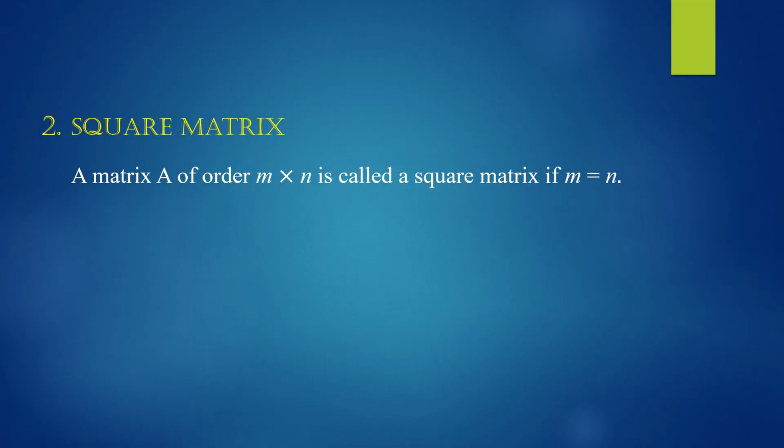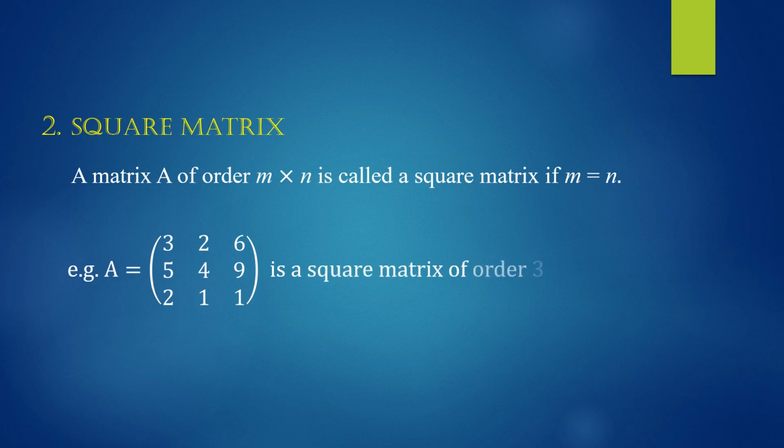So let me take one example here. For example, A is equal to this matrix, which is a square matrix. It is very simple, a square matrix, because it has 3 rows and 3 columns. So m is equal to n, and this is a square matrix of order 3 by 3, or simply you can say it is of order 3. In case of a square matrix, you can say just that it is of order 3. So it will represent a 3 by 3 square matrix.